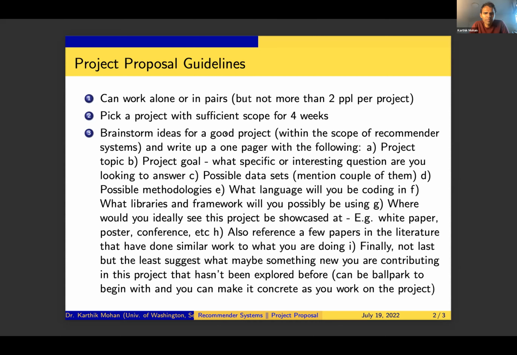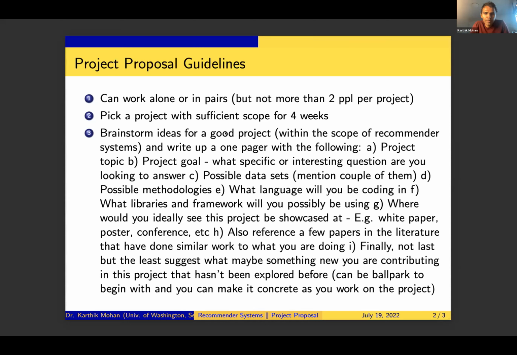But if you have some place you want to show it as a poster, or you want to present, that can also be a goal that you can have. Or conferences will be really amazing, but that's something you can think about as well. It's all up to you, but just definitely pick one of these.